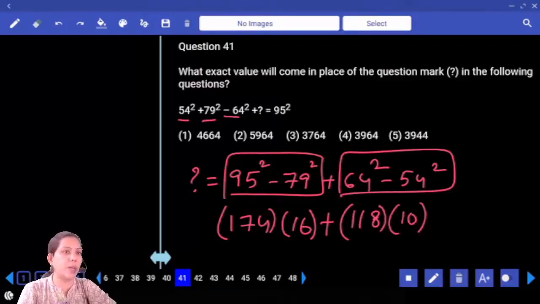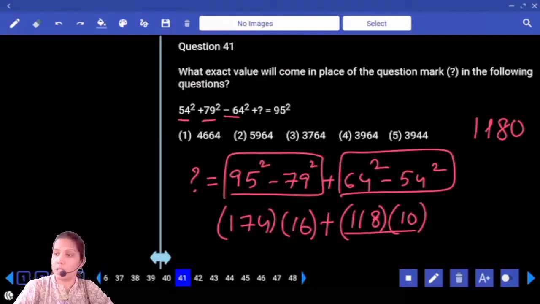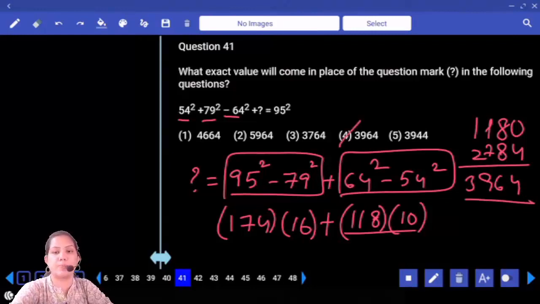There is no other possibility, and verifying the last two digits is also difficult. So what is 118 into 10? 1180. 16 into 174. What is 16 fours? 64. And 16 sevens are 112. 112 plus 6 is 118. Next, 16 ones are 16. 16 plus 11 is equal to 27. So the answer is equal to 3964, that is the fourth option.